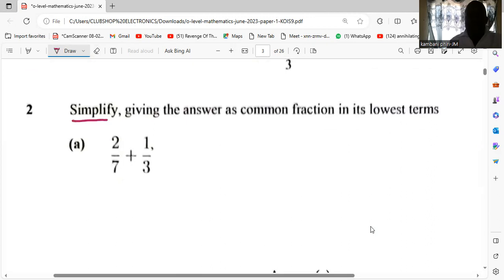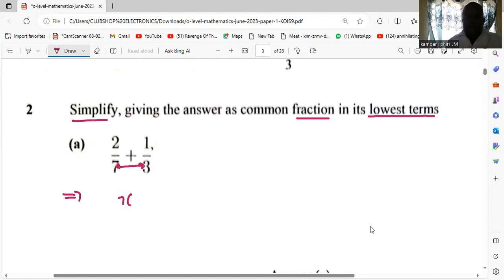Simplify, giving the answer as a common fraction in its lowest terms. By lowest terms, we mean we express it to a level where you cannot simplify it further. All right. Now, there are a lot of methods of simplifying fractions. But if you have a problem, you can just multiply these two.